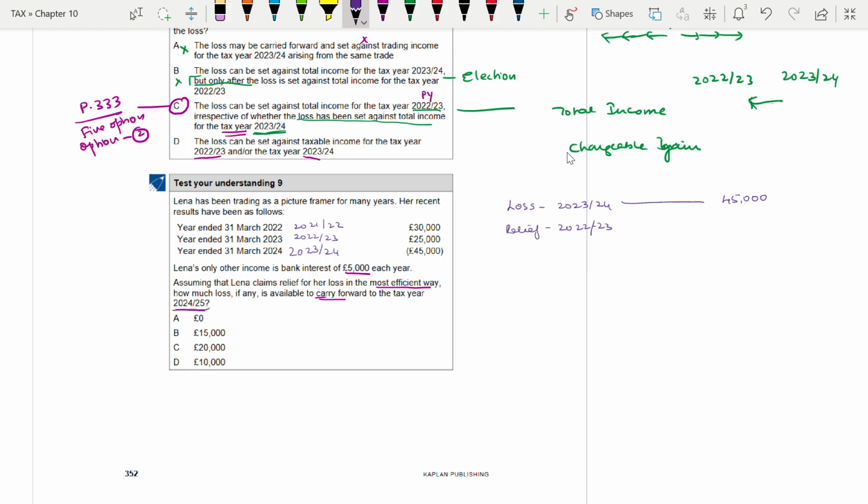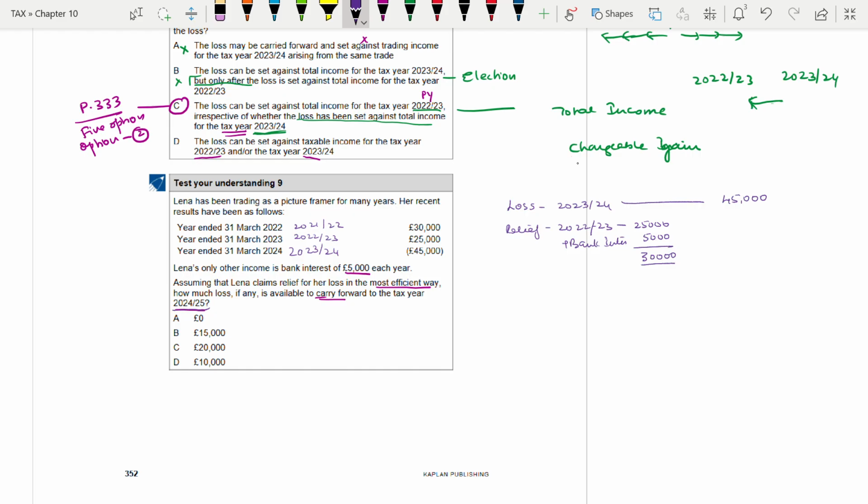How much are the profits? Her trading results are 25,000, plus bank interest of 5,000. How much will it get? 30,000. That is current year and previous year.